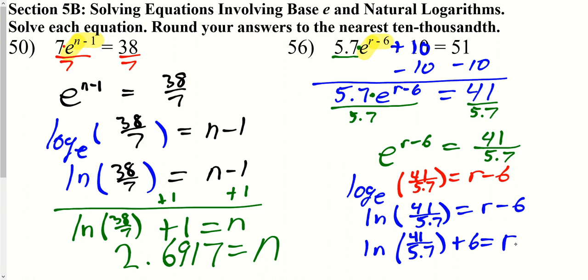Natural log 41, divide by 5.7, close your parenthesis, plus 6, and you get 7.9731 is equal to r.